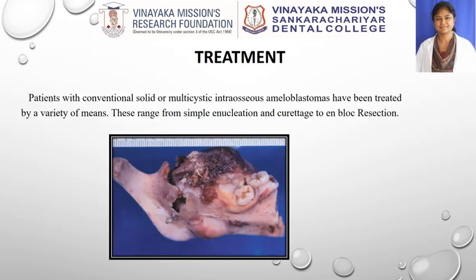Going on to the treatment of ameloblastomas, patients with conventional solid or multicystic intraosseous ameloblastomas have been treated by a variety of means. They either go in for a simple enucleation and curettage, or they go into an en-bloc resection. And if it is an en-bloc resection, a radiographic clearance of about 1 to 1.5 centimeters beyond the tumor size is usually advocated.